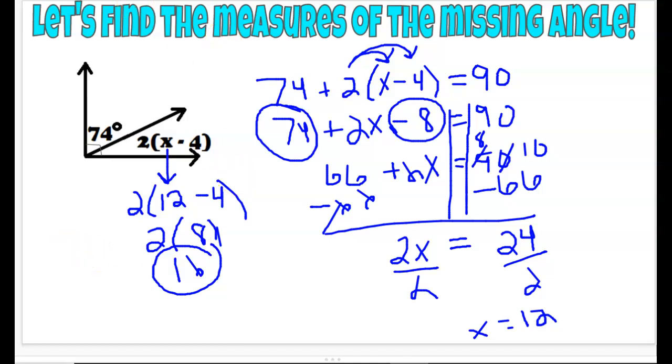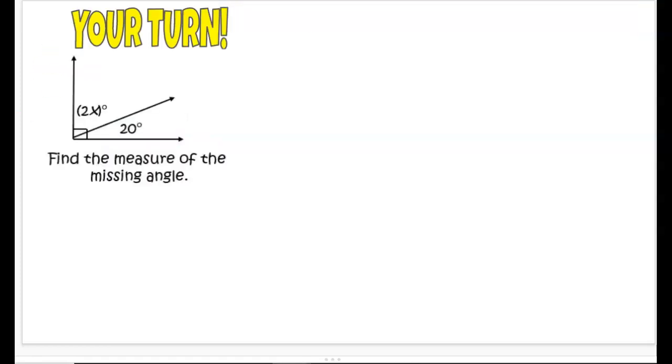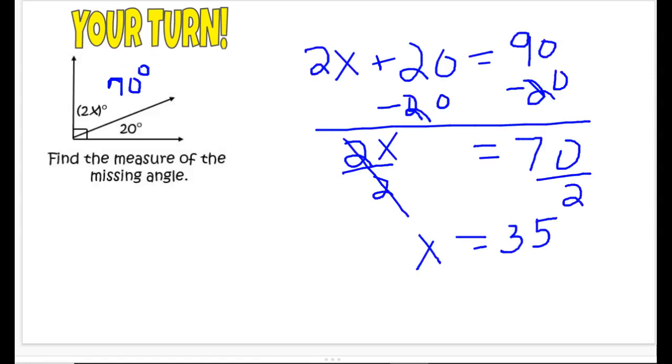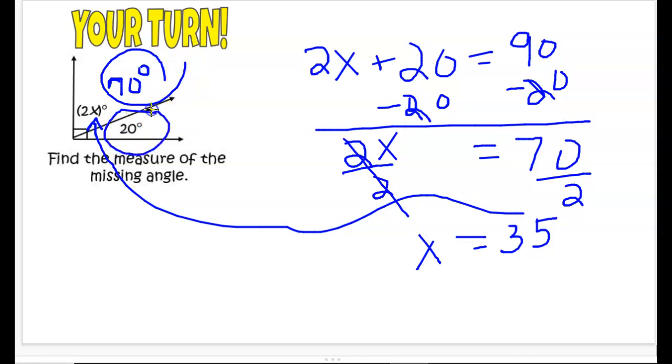All right, you're up next. You're going to try this problem, and you're going to have to answer the question in Edpuzzle, so make sure you know what you're doing. Check your work against mine. Make sure that you have the same thing and that it makes sense to you. When I solved for x, I had 35. I had to substitute the 35 way over in here for x. 2 times 35 is 70 degrees. Now here's another check. What's 70 plus 20? You got it. It's 90 degrees. I know that's right because these two angles create a complementary angle.